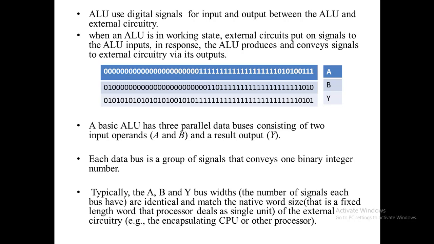Number 4, each data bus is a group of signals. It's not only a single signal, it's a group of signals that conveys only one binary integer number.